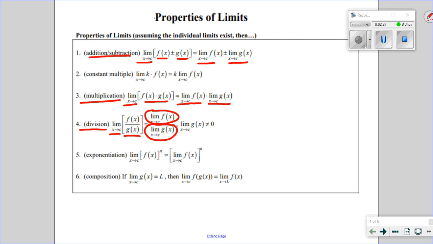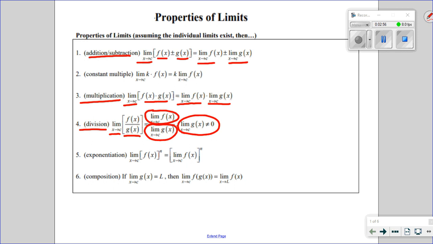Now, we have to add a stipulation here, since we cannot divide by 0, this would not work if the limit as x approaches c of g of x equals 0. So this property works as long as the limit of the denominator does not equal 0. Okay, so honestly, the addition, subtraction, multiplication, and division properties are all pretty similar. It's the same idea with the 4 different operations.